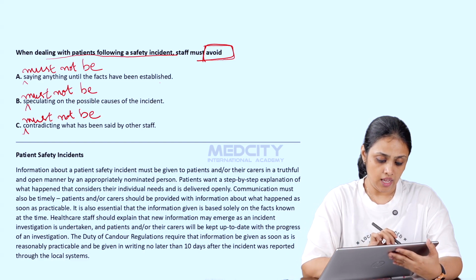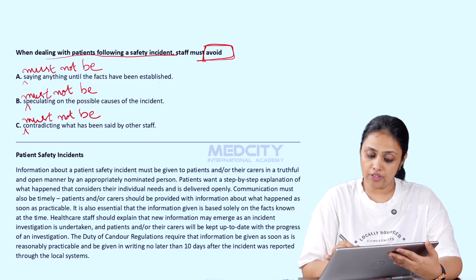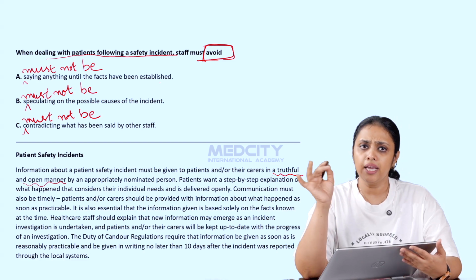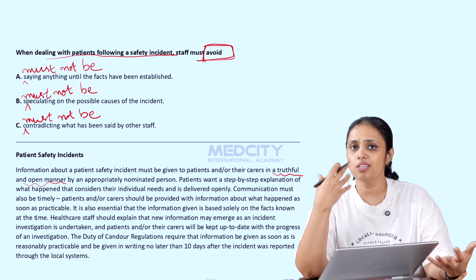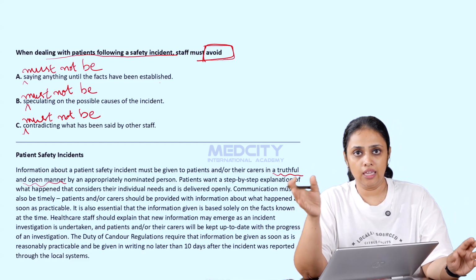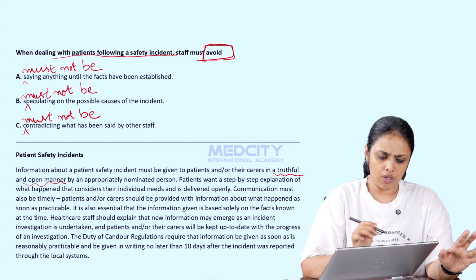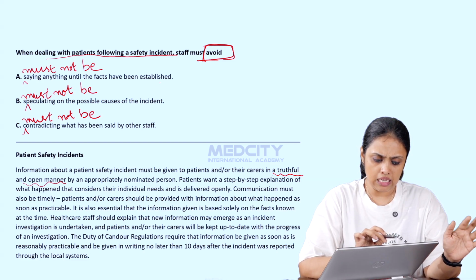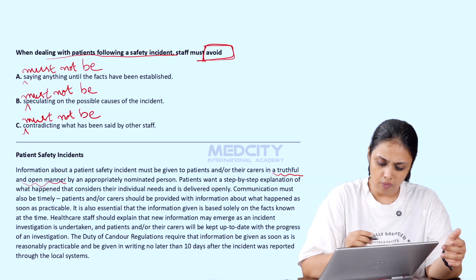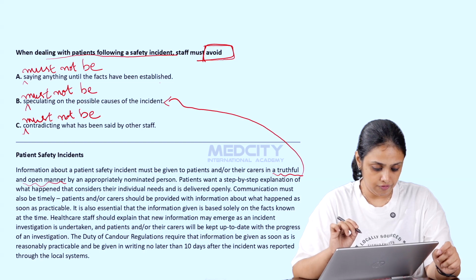Patient safety incident. Information about a patient safety incident must be given to a patient or their carer in a truthful and an open manner by an appropriately nominated person. It is said that when you're giving out information regarding the safety incident, either to the patient or to their carer, you have to give it in a very truthful and open manner, which means that option B says that you should not assume or guess things. So it is somewhat directing towards this option, but let's not confirm.